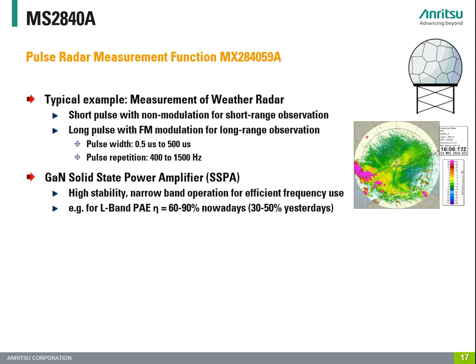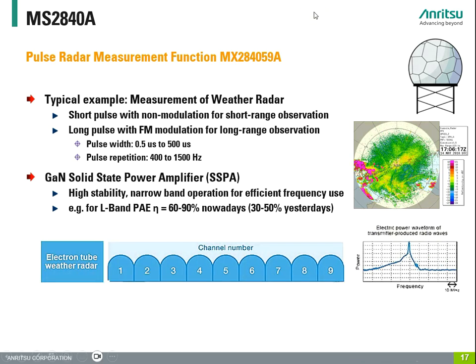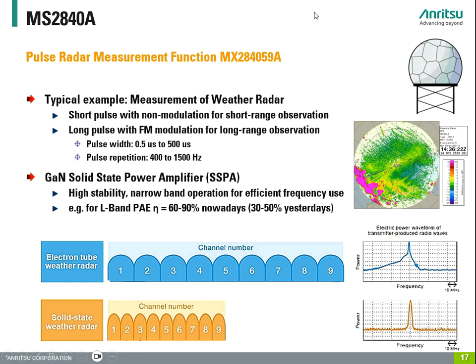Also, the size of the radar is getting smaller. The power amplifier efficiency is much better compared to tube-based amplifiers in such cases. Because the resulting spectrum of solid-state power amplifiers, also called SSPA, occupies a smaller bandwidth, it is possible to operate more radars in the same area with less interference to each other.